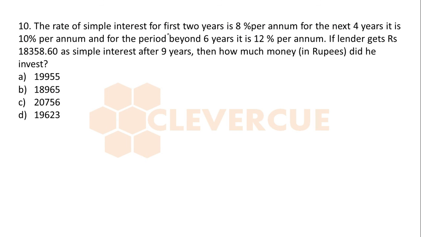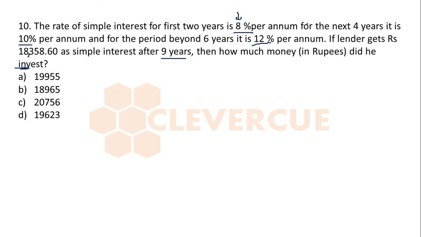The rate of simple interest for the first 2 years is 8% per annum. For the next 4 years it is 10% per annum, and for the period beyond 6 years it is 12% per annum. If the lender gets rupees 18,358.60 as simple interest after 9 years, then how much money did he invest? Now let us see.